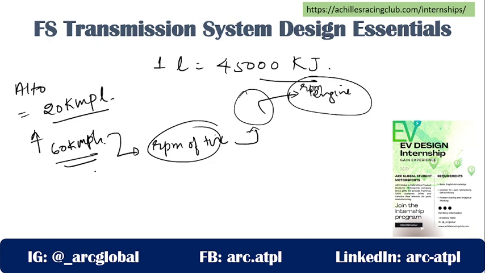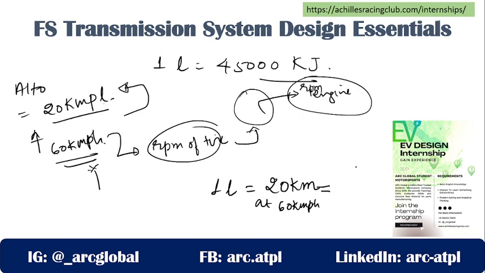Now, at a speed of 60 kmph, the maximum average that I will be finding out in my vehicle is 20 km per liter. It means I will be using 1 liter of fuel to move 20 kilometers at 60 kmph, where I will be completely exhausting 45,000 kilojoule of energy.